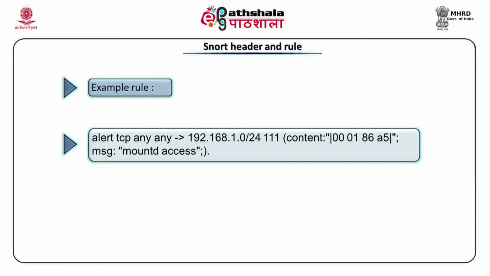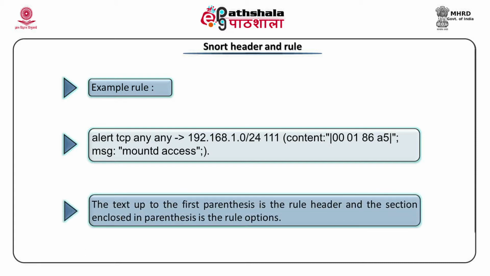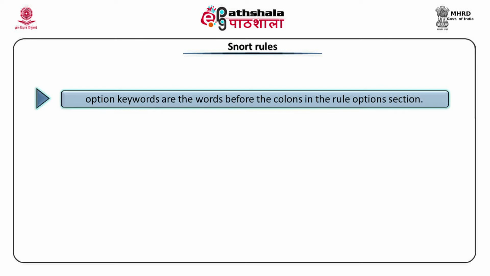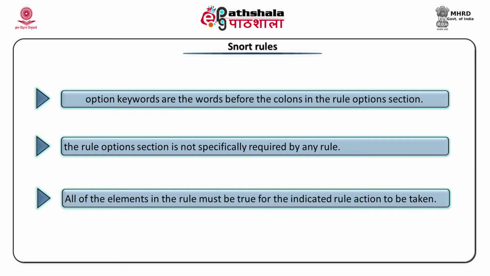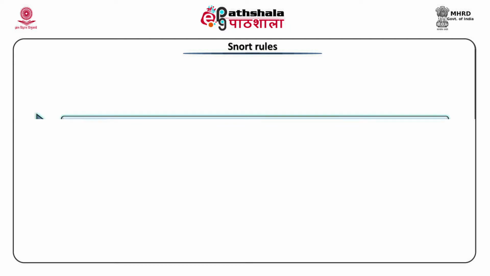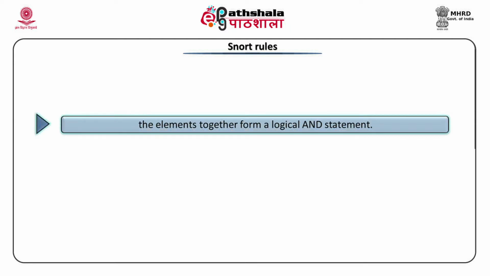Example rule: alert TCP any. So the source is any, the source port is any, the destination is 192.168.1.0/24, the destination port is 111, and the content is in double quotes, put in vertical bars, 00 01 86 A5, and the message is mountd access. The text up to the first parenthesis is called the rule header and the section enclosed in the parentheses is the rule options. The words before the colon are option keywords. So in the previous slide, content is a keyword, msg is a keyword.